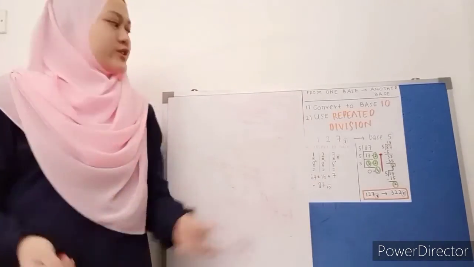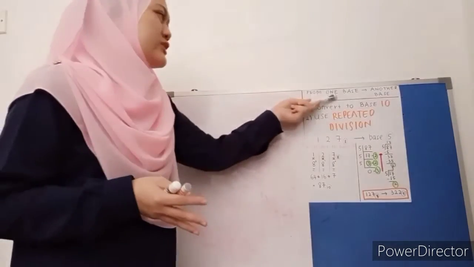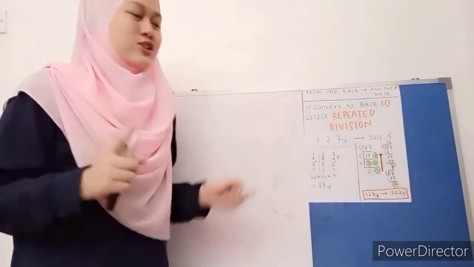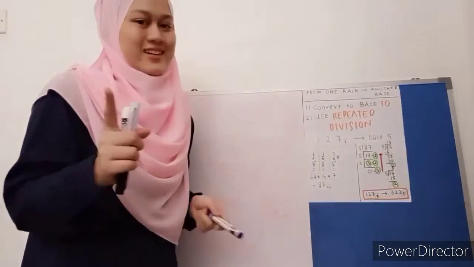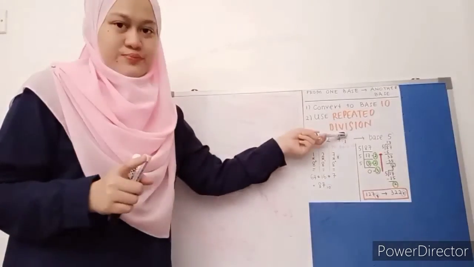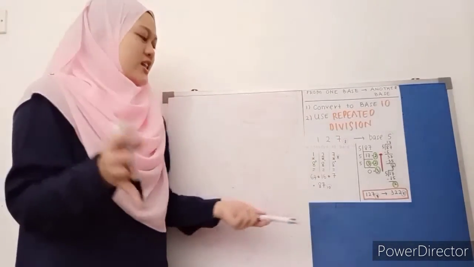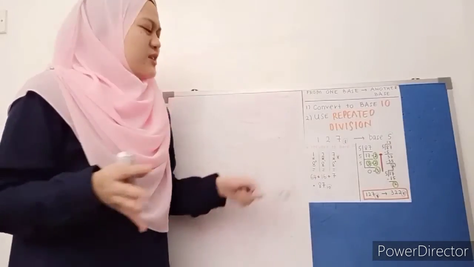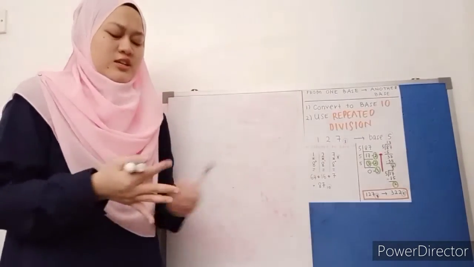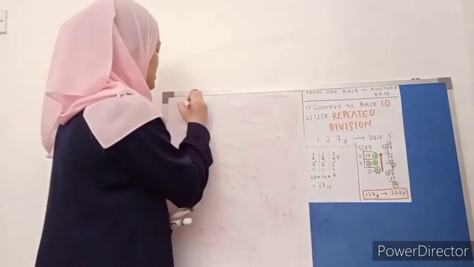Fourth objective, which is you need to convert from one base to another base. So this is the formula for when you need to convert from one base to another base. First of all, you need to convert to base 10, and then you need to use the repeated division. So this is the example that I've prepared for you guys, and I will be explaining what is actually happening here.